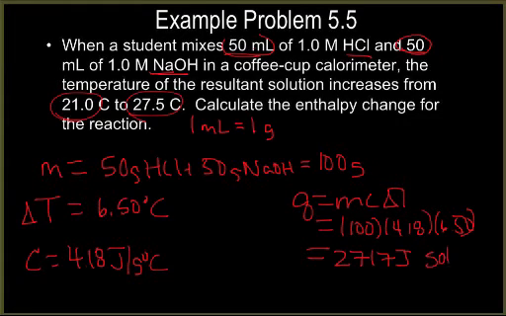Now when you look at this particular number, it is what happens to the solution. So if you notice, the sign of this is positive, which means the solution gained that much heat. For the solution to gain that much heat, that means that particular reaction was actually exothermic. So it released 2,717 joules for the reaction. So this is what we mean by looking at the difference between the solution versus the reaction.